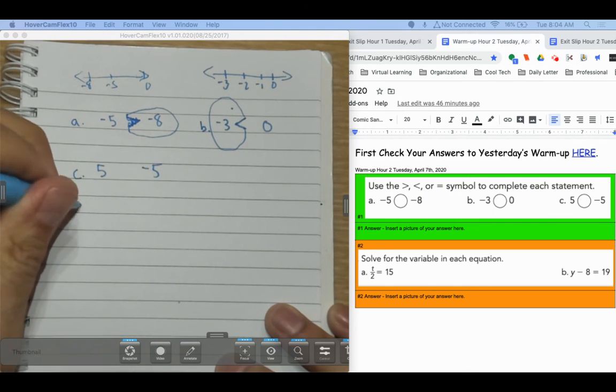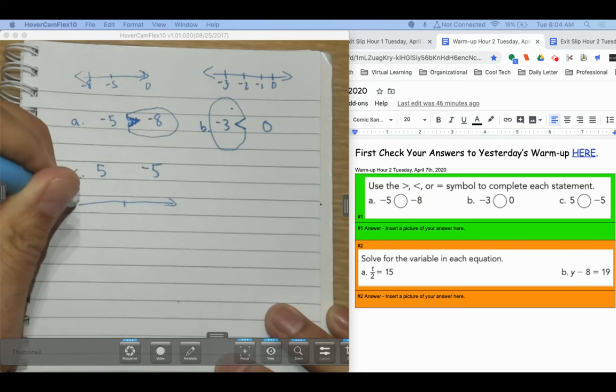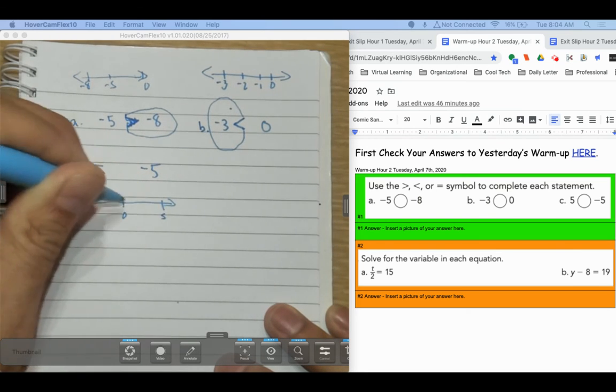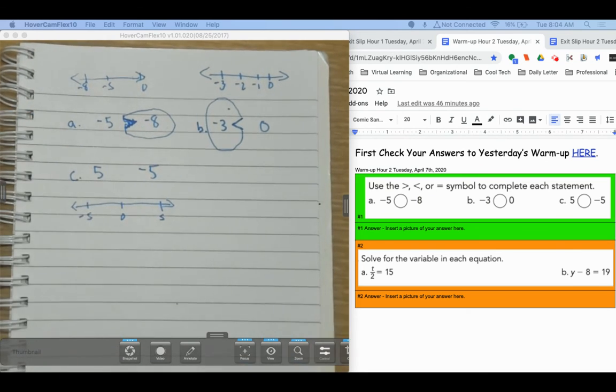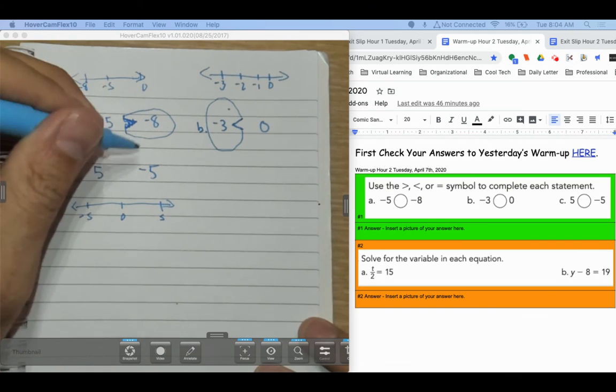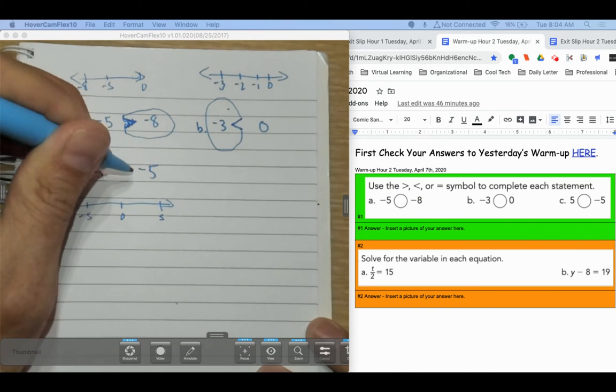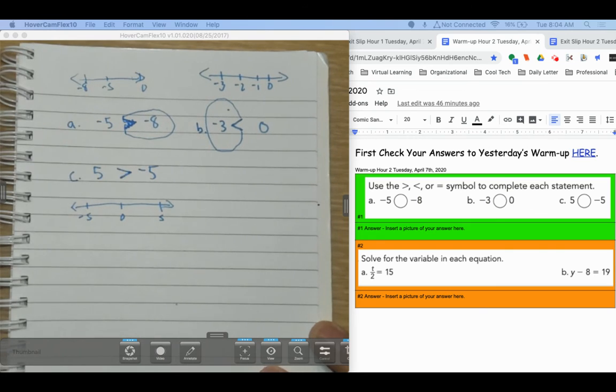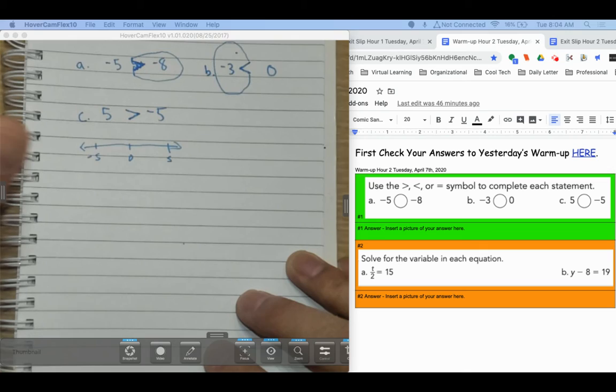Once again, number line here, we have 0 in the middle. We have 5 over here. We have -5 over here. Further to the right is the larger number. So this is the larger number. This is the smaller number. I need to point at the smaller number, and 5 is greater than -5. Okay. And that is how I solve those greater and less than problems with the negative numbers. I try to think of it with a number line.